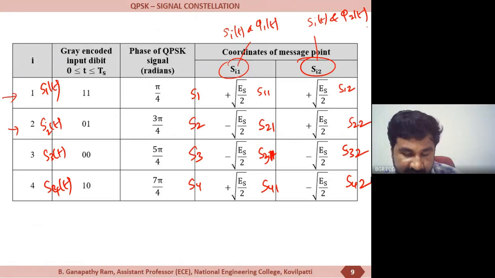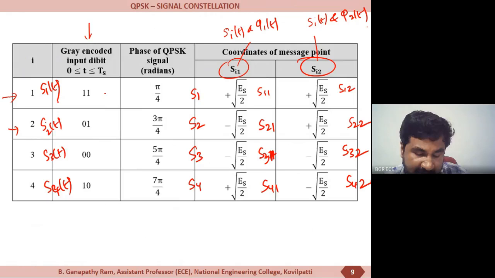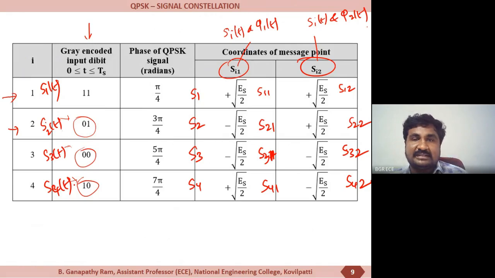and corresponding rows. And the corresponding gray encoded binary bit data, which is represented over a particular symbol period Ts, is 11 for the symbol S1 of t, and S2 of t is used to represent 01, and S3 of t is used to represent 00, and S4 of t is used to represent 10.